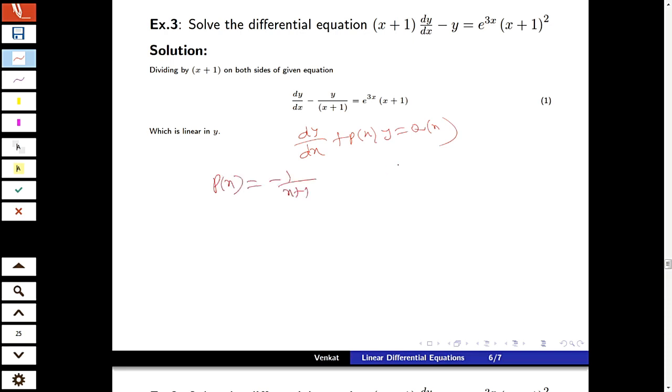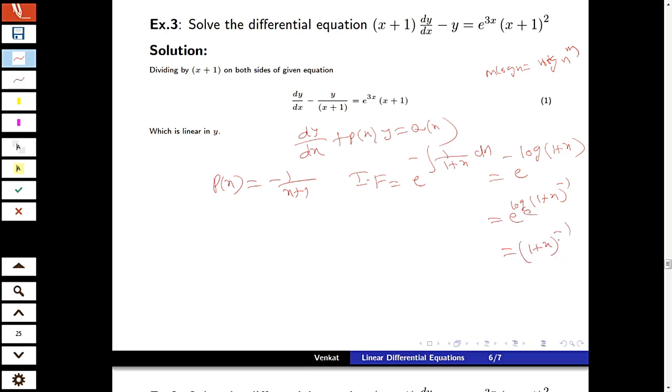p of x is 1 by x plus 1. Integrating factor is e power integral p of x dx. Integration of 1 by x plus 1 dx is log of x plus 1, so we get e power log of x plus 1. Now m log n is log n to the power of m. Bases are the same, so x plus 1 is the integrating factor.